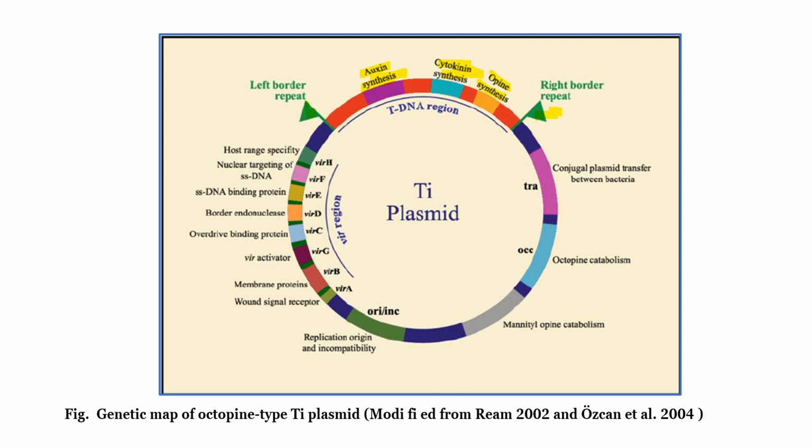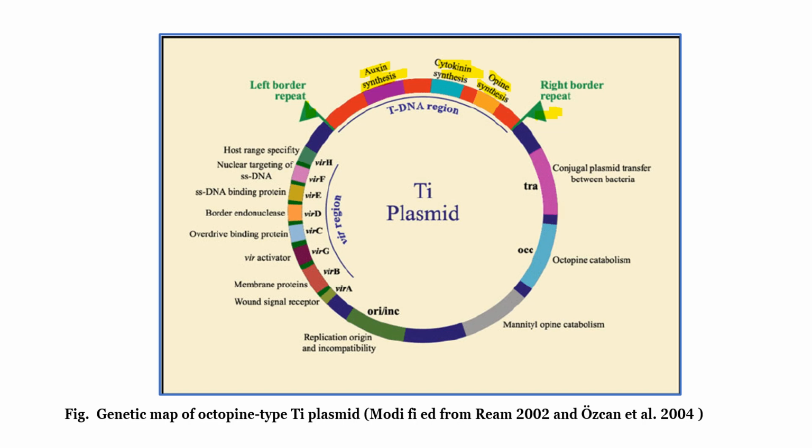Now here there are several Vir genes in the virulence region. VirH specifies the host range, VirF is for nuclear targeting of single-stranded DNA, and VirE is a single-stranded DNA binding protein. VirD codes for an endonuclease, and VirC is the overdrive binding protein. VirG is a Vir activator which activates this region, VirB is a membrane protein, and VirA is a wound signal receptor.